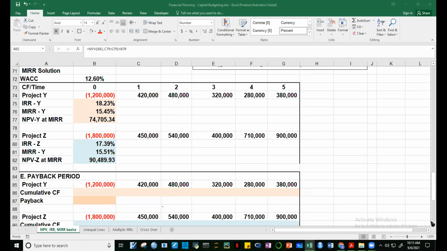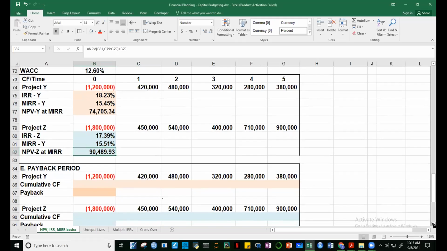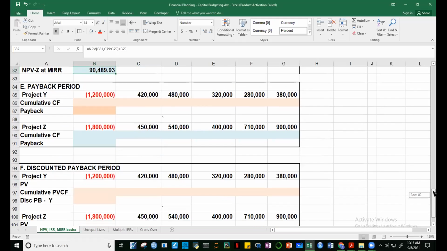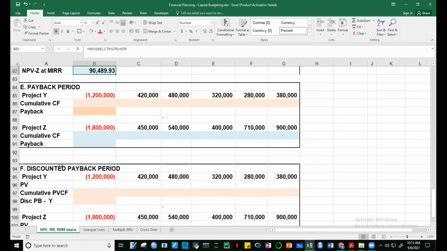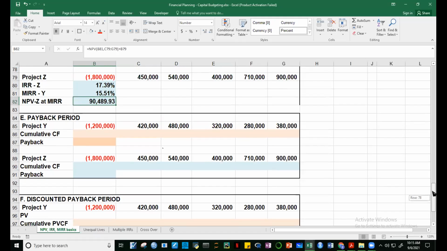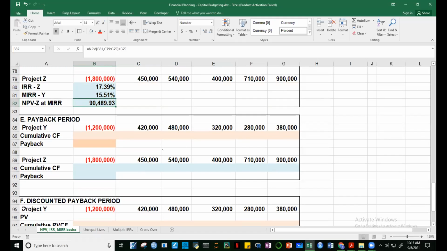Okay, so let's continue, guys. Okay, payback naman. Sa payback, guys, dalawang klase. No? Payback at saka discounted payback. Okay? Technically, guys, mas maganda yung discounted payback kasi it does not violate.